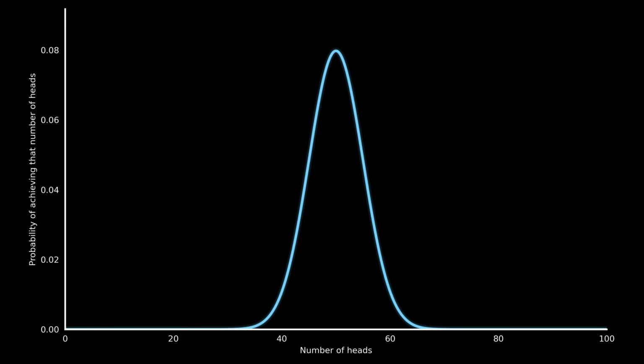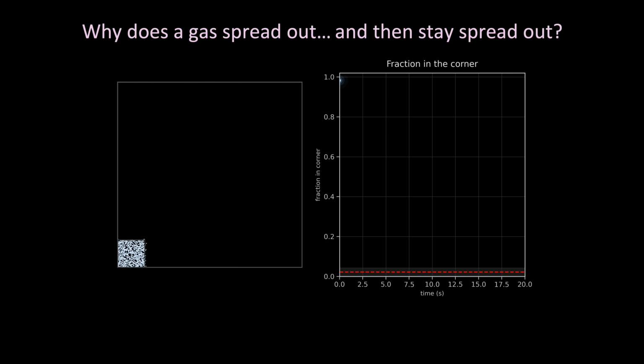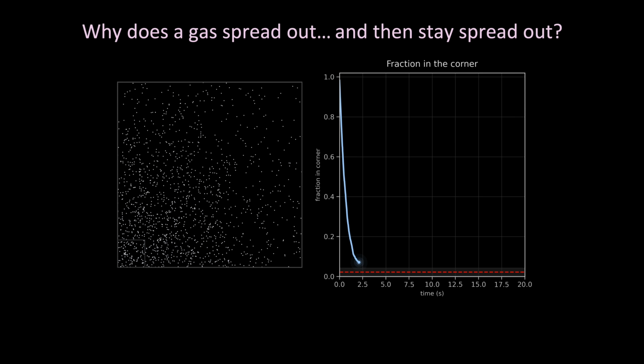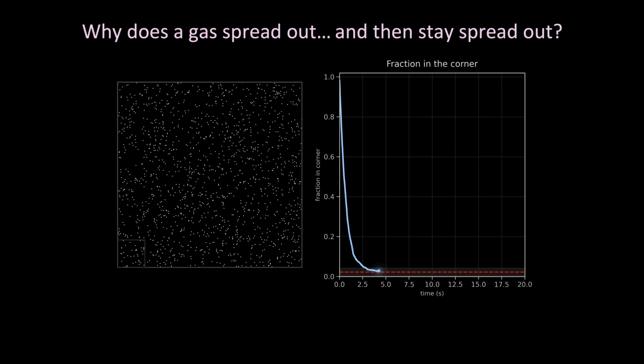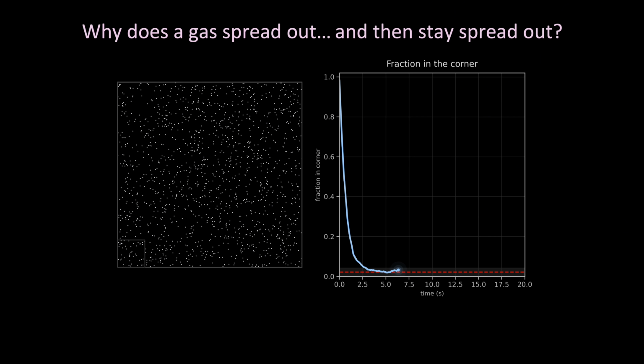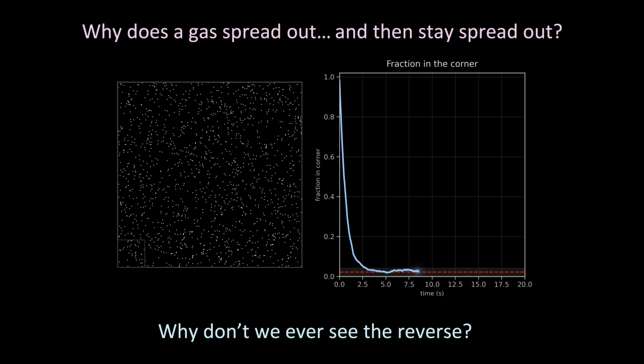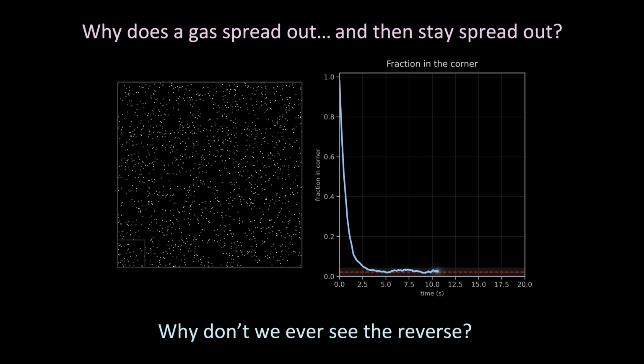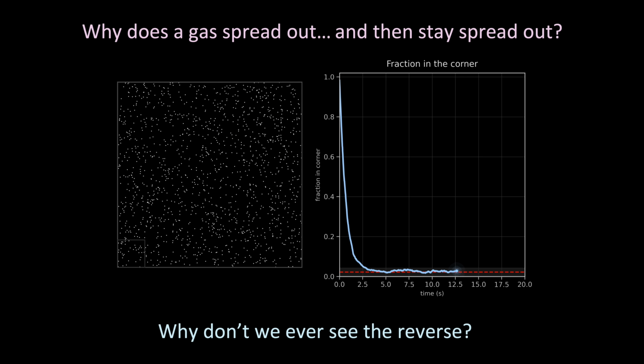Okay, so now that we've wrapped our head around microstates, macrostates, and counting states, let's ask a real-world question. Why does a gas spread out and then stay spread out? Imagine you could somehow squeeze all the air in the room into one corner and then release it. It would rush out and fill the entire room. That part feels natural, but here's the real puzzle. Why don't we ever see the reverse? Why doesn't the air, once it's spread out, ever spontaneously gather back into a corner again?